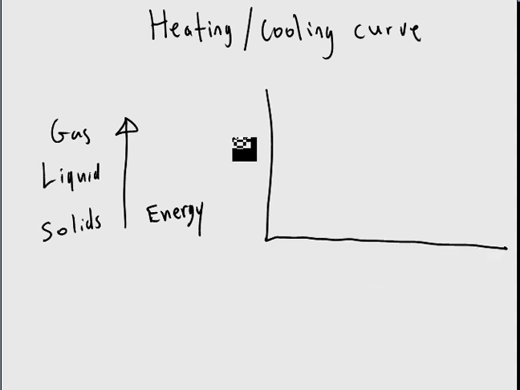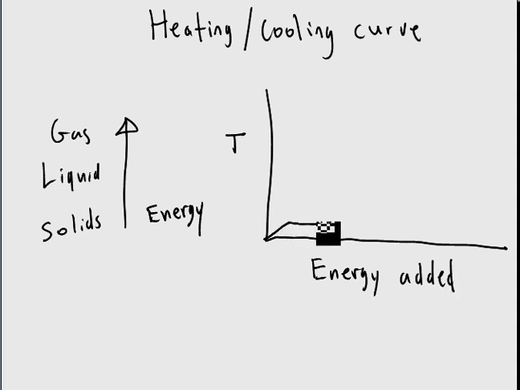So on the y-axis we'll have temperature. On the x-axis we'll have something similar, like the amount of energy added or something like that. And the basic shape of the graph will look like this. And I'll label some points here. I'll label where we first start off S for the start point. Then we have A, B, C, D, and E.